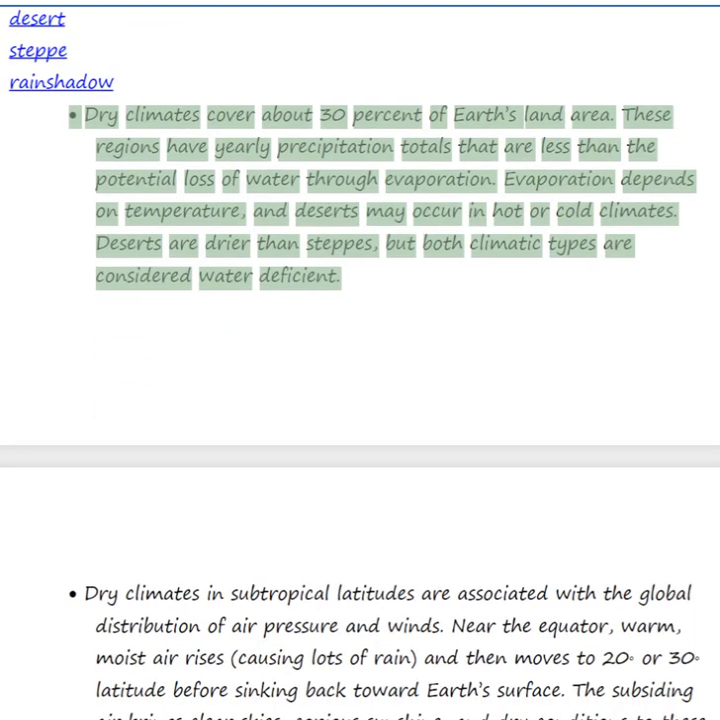Dry climates cover about 30% of Earth's land area. These regions have yearly precipitation totals that are less than the potential loss of water through evaporation. Evaporation depends on temperature, and deserts may occur in hot or cold climates. Deserts are drier than steppes, but both climatic types are considered water deficient.